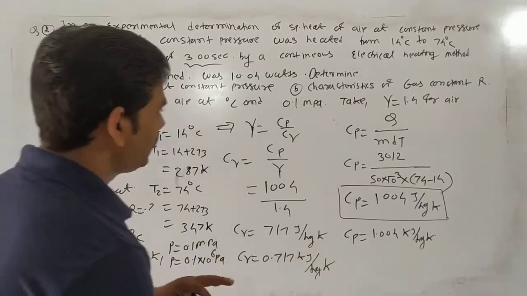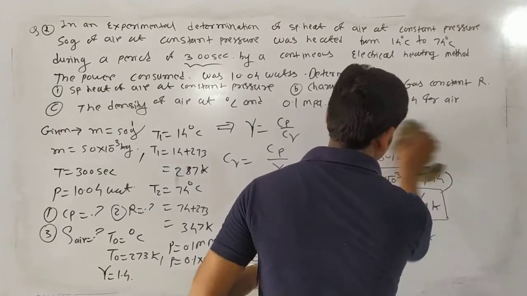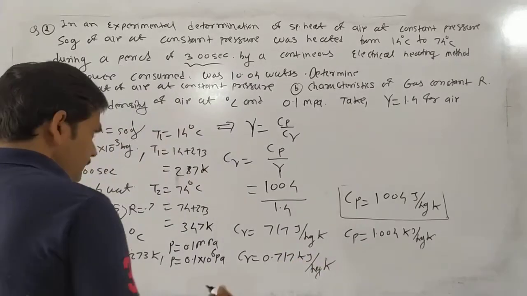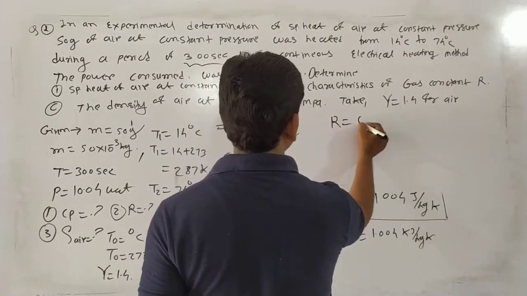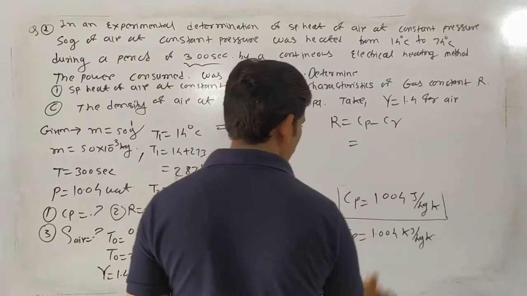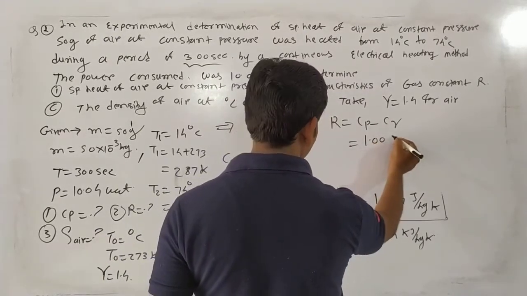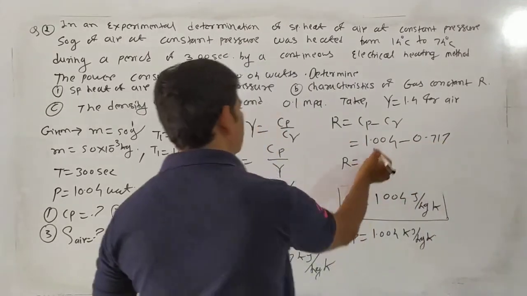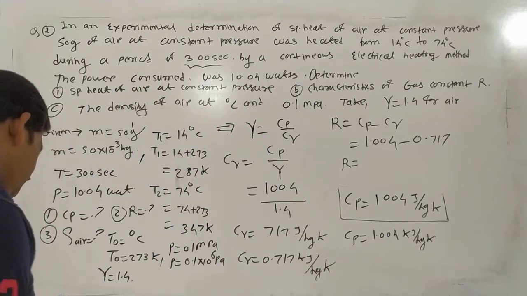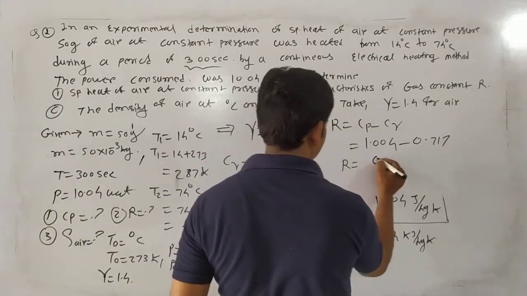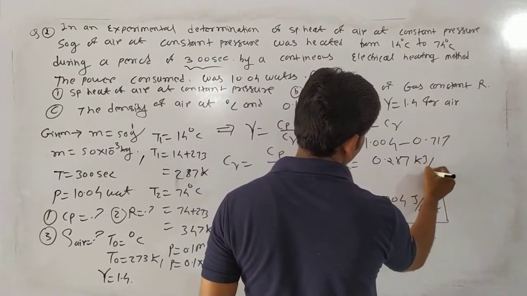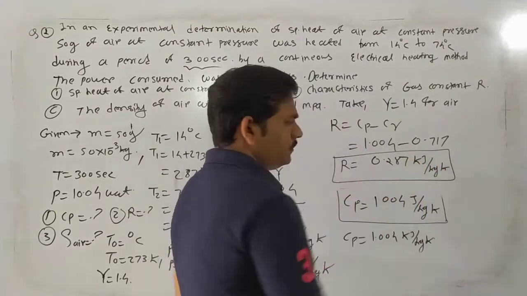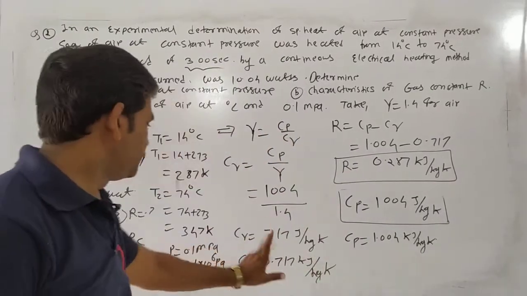So how to calculate the R? Very easy. What is the formula for R, guys? R means nothing but Cp minus Cv. So put the value of Cp, 1.004, minus Cv, 0.717. So what is the R? Do the subtraction. 0.287 kilojoule per kg Kelvin. We calculate the value of R also: Cp, Cv, R.